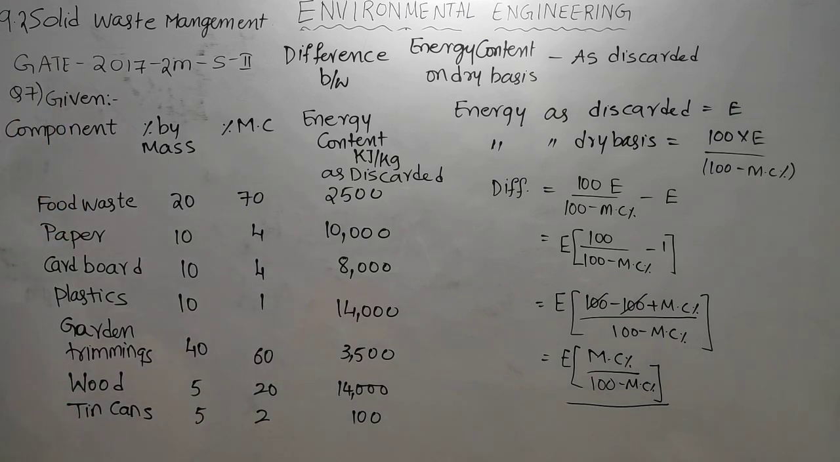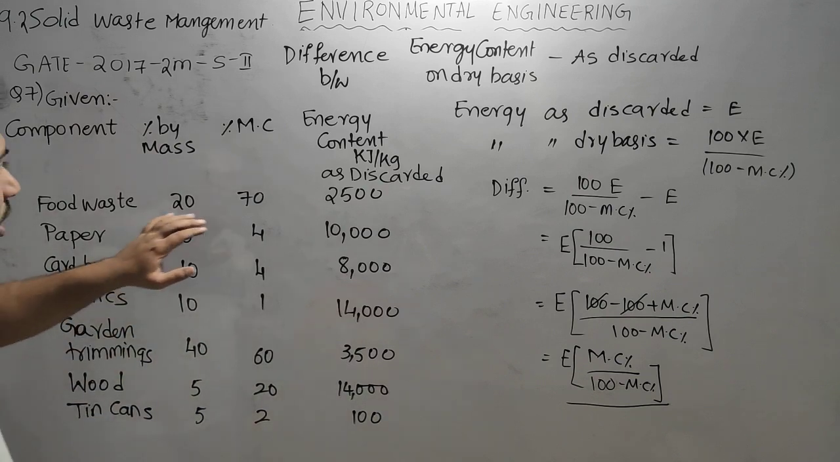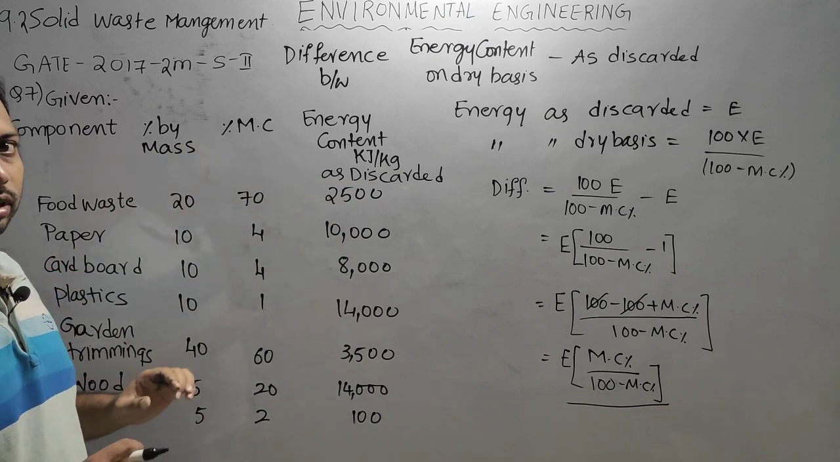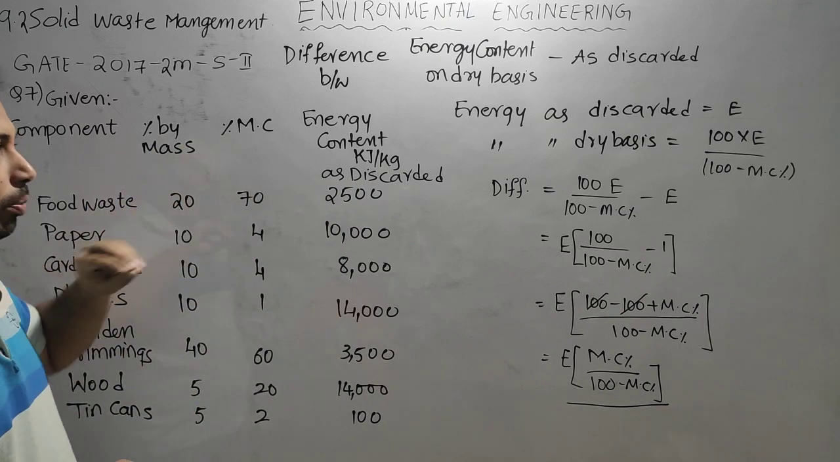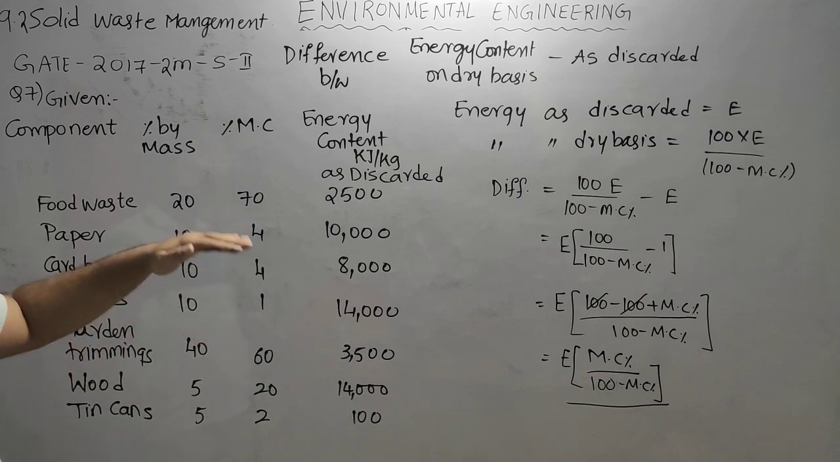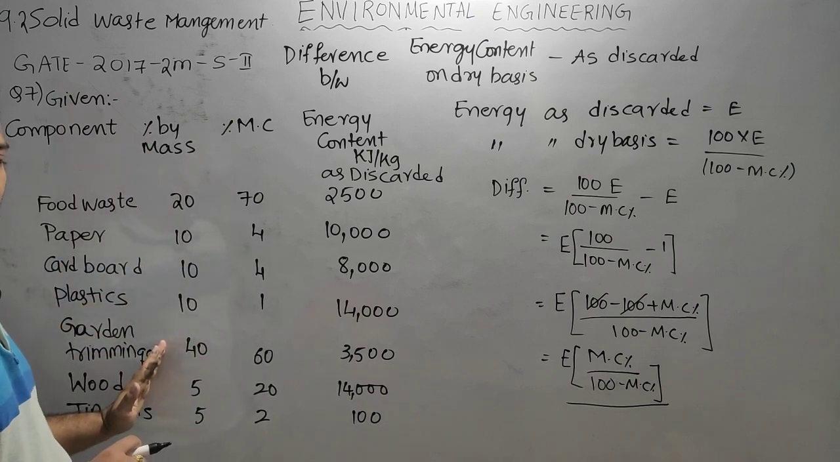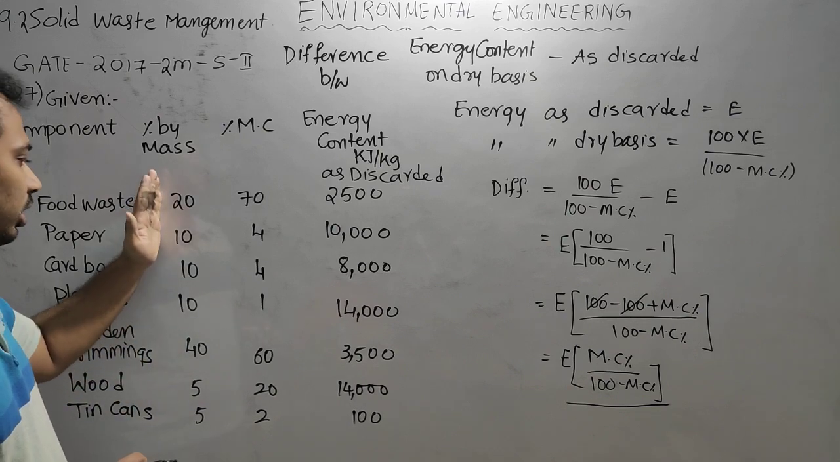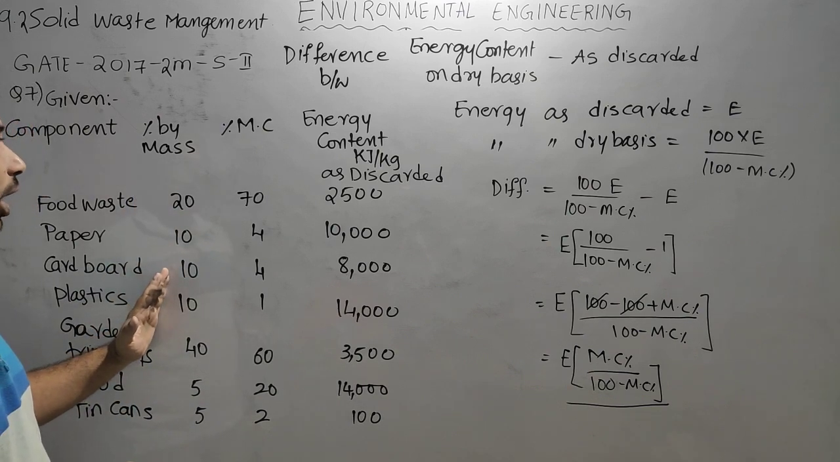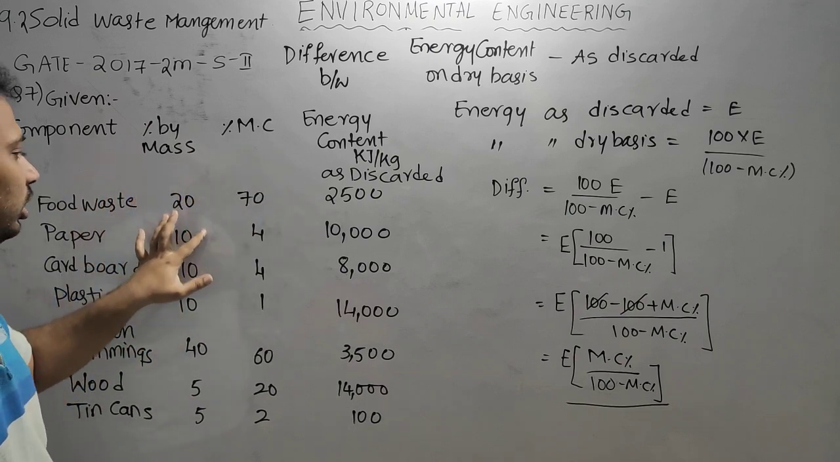So first of all, we need to find the energies for the given proportions. What is the energy for the given proportions? If it is 20%, then 20% into 2500, that is the only energy it will give, that is 500. Are you getting my point? So here it is 2500 for 100% presence, but here it is present for only 20%. So the energy as discarded for these proportions will vary. So first we need to find the energy content for these proportions.